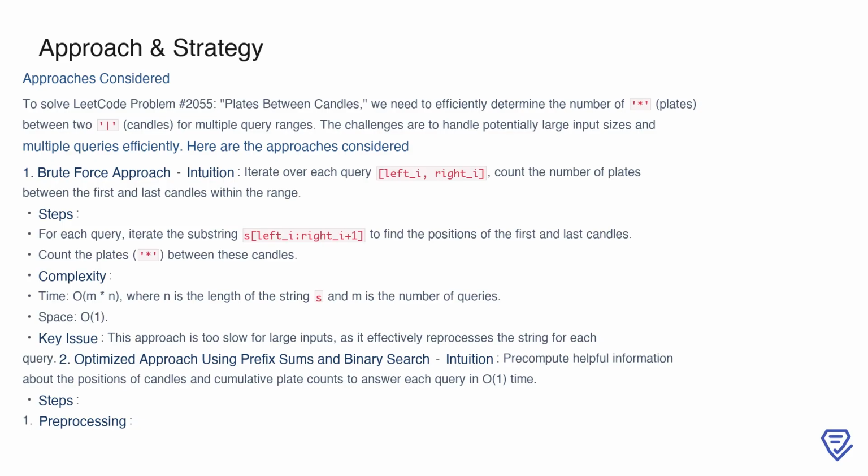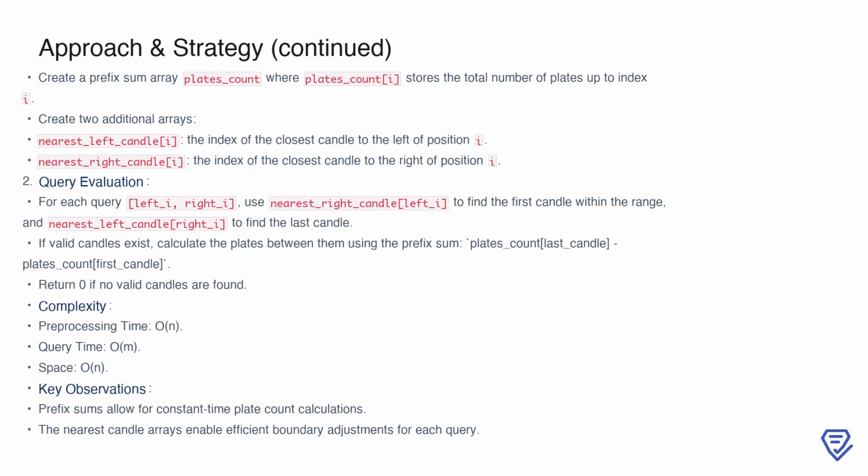This makes it impractical when both the string length and the number of queries are large. To address this, we explored an optimized approach that uses pre-processing to reduce the query time dramatically. By leveraging prefix sums and additional helper arrays, we can process the string once and answer each query in constant time. The optimized approach revolves around pre-processing to make query evaluation efficient.